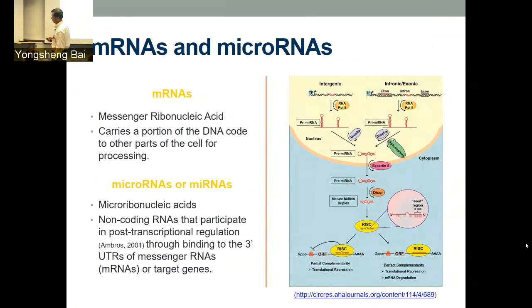The microRNA, or miRNA, is also an RNA, but it's small, and the full name is micro ribonucleic acid. This microRNA is not used for translation; rather, it plays a very important role in post-transcriptional regulation. Specifically, it is a small RNA which binds to the three prime untranslated regions of the messenger RNA to play its roles. How microRNA is generated is a very long process.